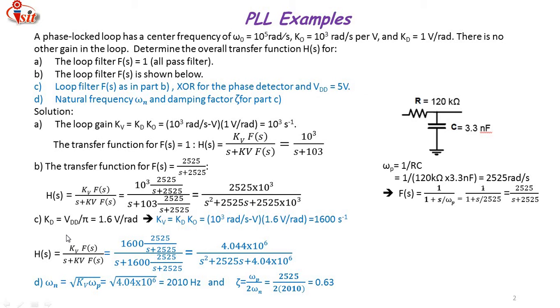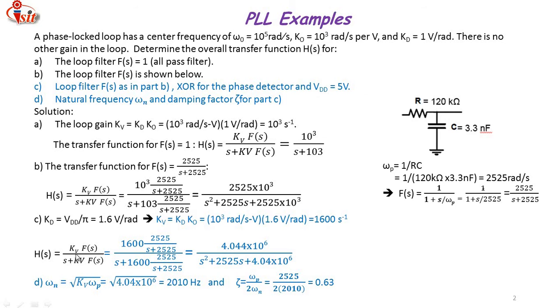Part C is related to the KD factor. KD, the differential gain, is equal to VDD divided by pi. What is the value of VDD? VDD is given as 5 volt, divided by pi, so that it is converted into volt per radian, giving 1.6 volt per radian. Therefore KV is equal to KD into K0. Putting the value of KD into K0, we get the value of KV, which is 1600 s raised to minus 1.